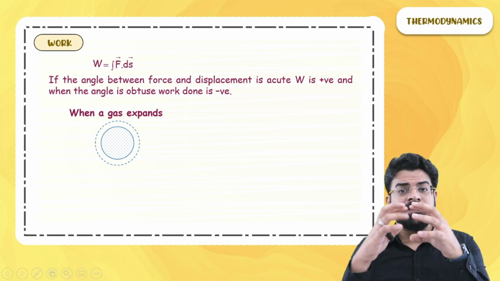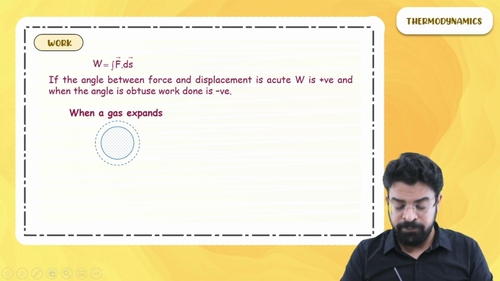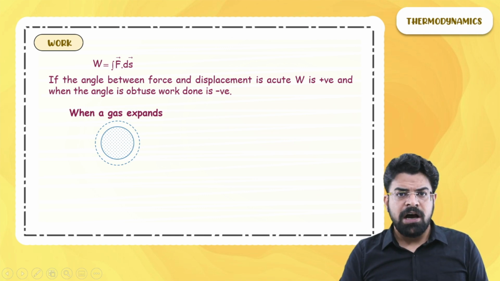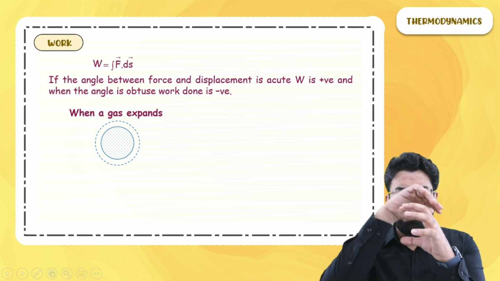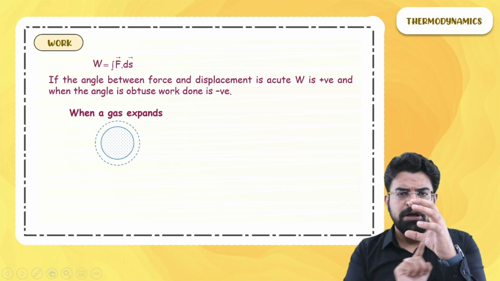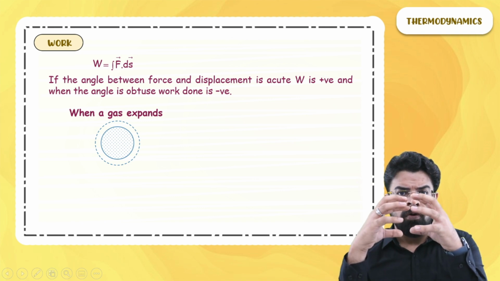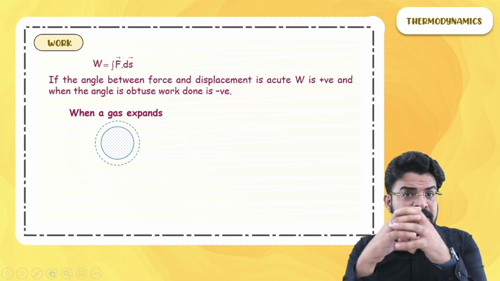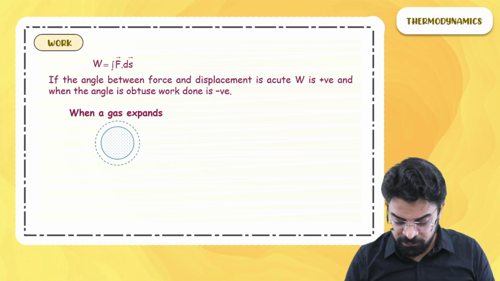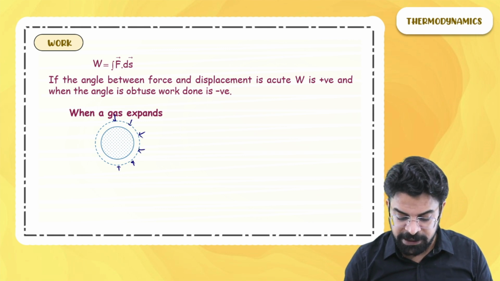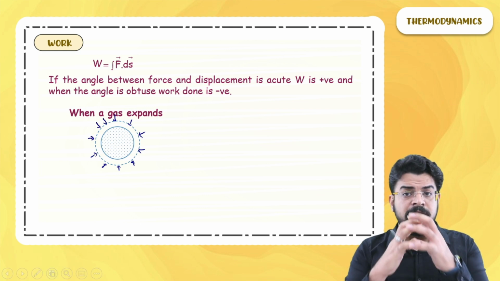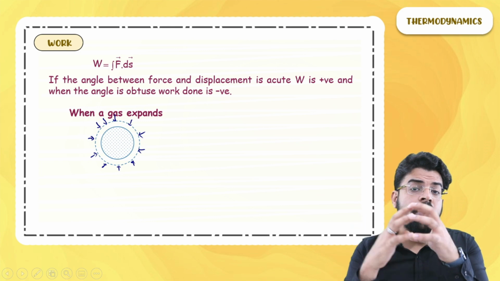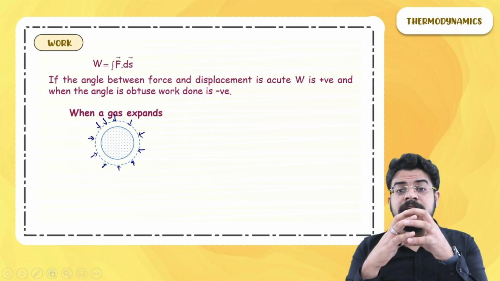When the gas expands, what is the sign of work done by the surrounding? Now, visualize a small part of the gas in 3D. When the gas expands, the surrounding applies a radially inward force. But the gas molecules are moving radially outward as the gas is expanding. So the force by the surrounding will be radially inward, but the displacement of the molecules will be radially outward.